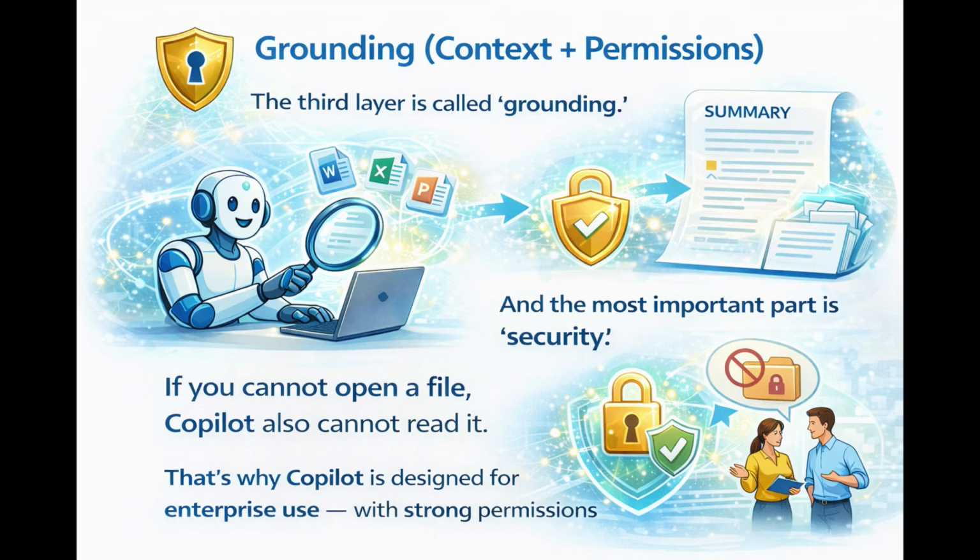The third layer is called grounding. This means Copilot first pulls the relevant information from your files and company data and then uses AI to generate the final response. And the most important part is security here. Copilot can only access the data that you are permitted to access. If you cannot open a file, Copilot also cannot read it.